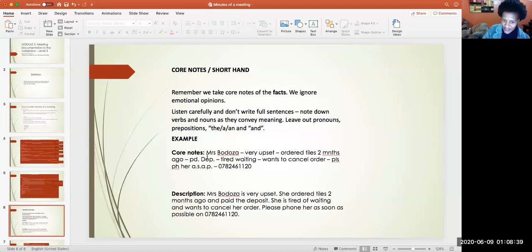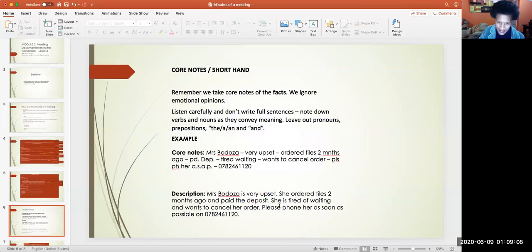And you should look at the differences here, okay? This is the description of information that is said. So Mrs. Bodoza is very upset. She ordered tiles 2 months ago and paid the deposit. But look at it here. Mrs. Bodoza, very upset. Ordered tiles 2 months ago. So we need to know, very upset, why she ordered tiles 2 months ago and paid deposit.